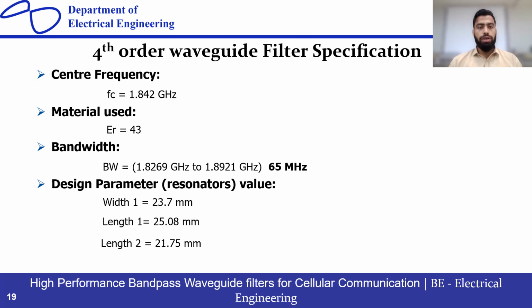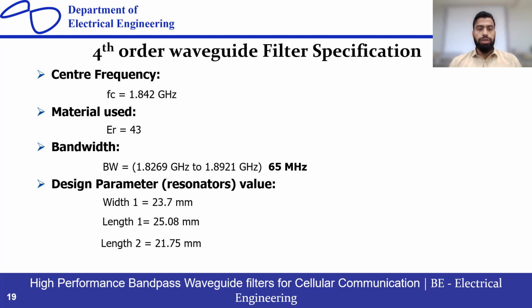Okay, so these are some of the fourth order waveguide filter specifications. The first one is the center frequency, which I have already discussed in the previous slides, which is Fc equal to 1.842 gigahertz. This is the material used in this filter, which is Er equal to 43, the ceramic material, barium titanate. And the desired bandwidth of this filter ranges from 1.8269 gigahertz to 1.8921 gigahertz, which is almost 65 megahertz bandwidth.